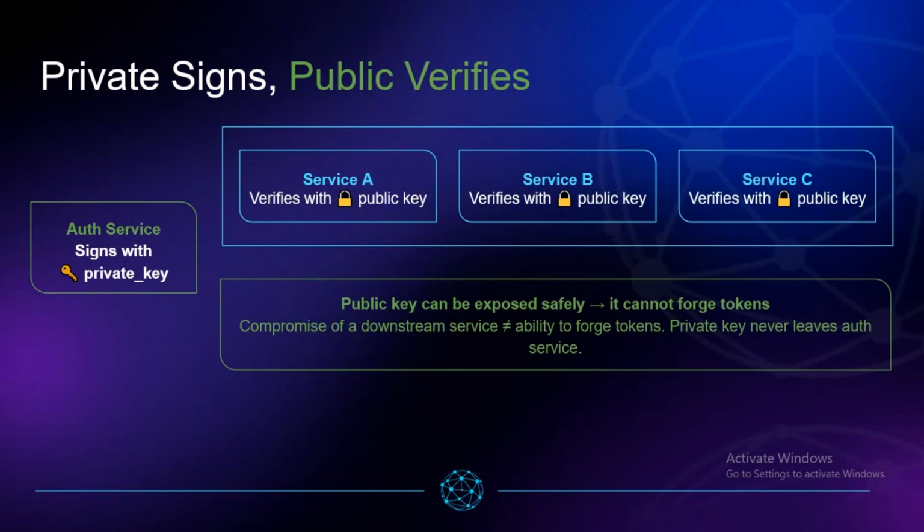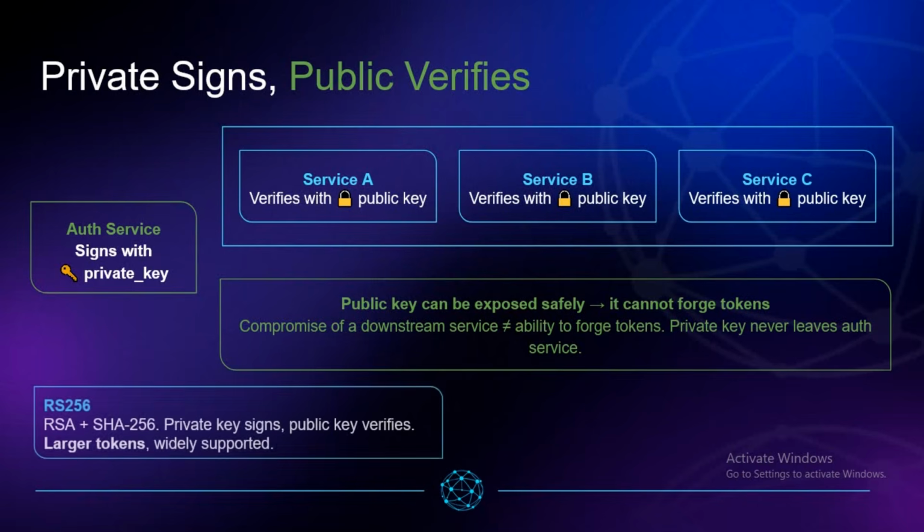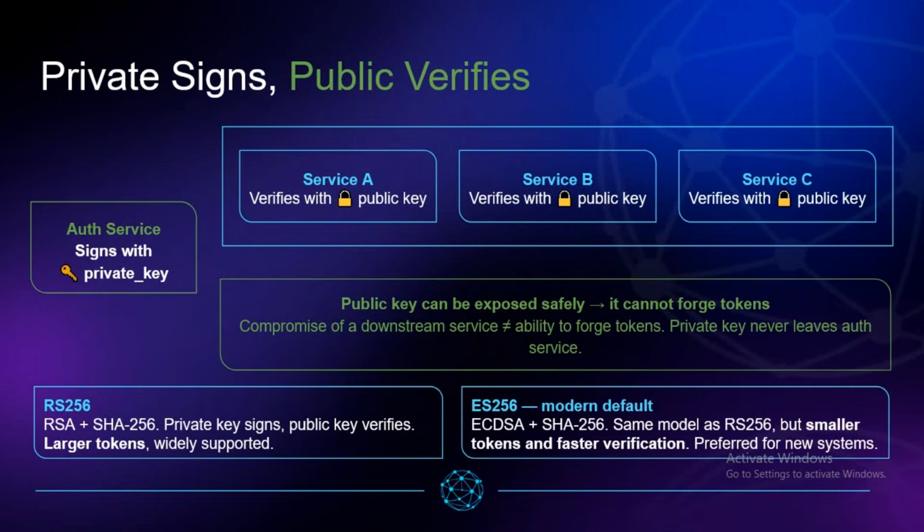Compromise service A, the attacker gets the public key, a key they could have downloaded from your JWKS endpoint anyway. They can't forge a single token. The private key never left your authentication service. RS-256 uses RSA, and ES-256 uses ECDSA. Same asymmetric model, but smaller tokens and faster verification. ES-256 is the modern default. If you're building something new today, use ES-256.